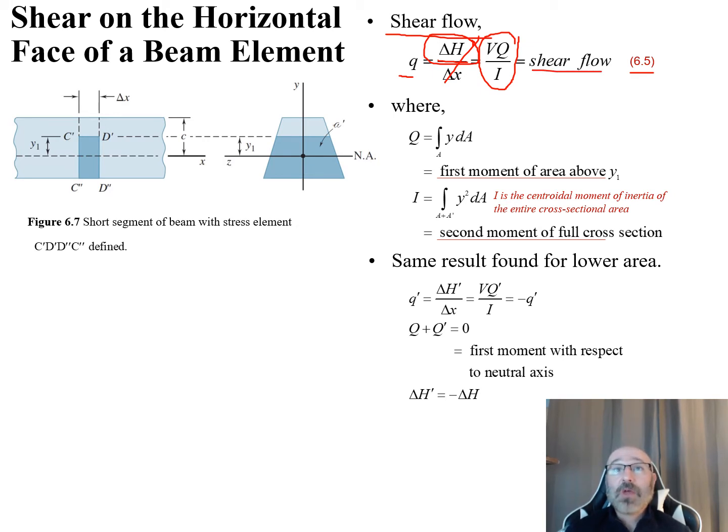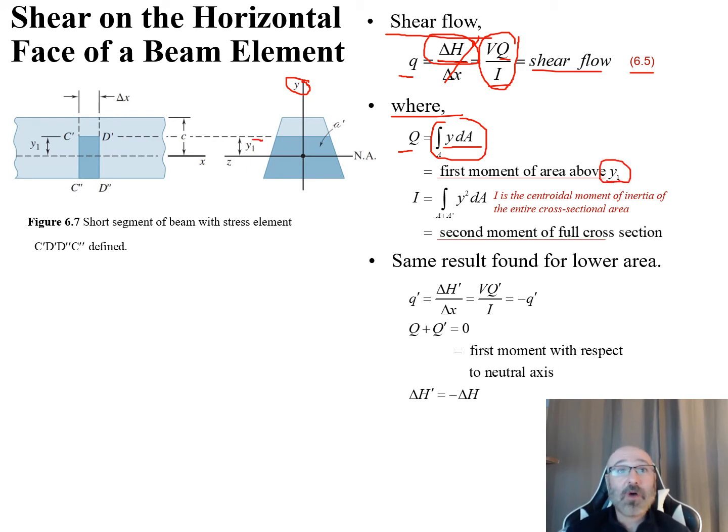So where we have an expression now for Q and for I, we have a relationship here, where our Q is equal to, and we've shown this before, the integral over the area of y dA. So if we go back over to our diagram, this is our y direction. So it's the integral of our area of y dA. And then this is our first moment above this y1 in our particular case here.